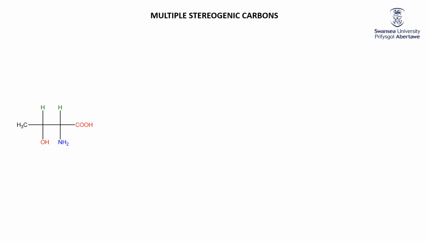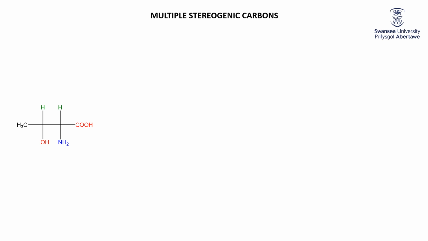Okay, if we look at those two carbons there, the one on the left has got an OH, a methyl, a hydrogen, and then this big blob here, and the one on the right has got an NH2, a COOH, an H, and then this big blob here. This, by the way, is an example of an amino acid. Now let's look at it and let's assign R and S, shall we?